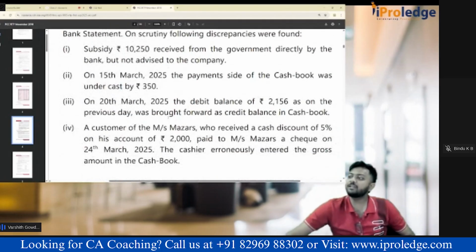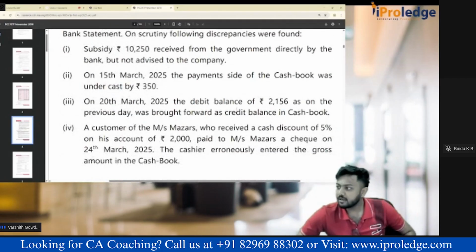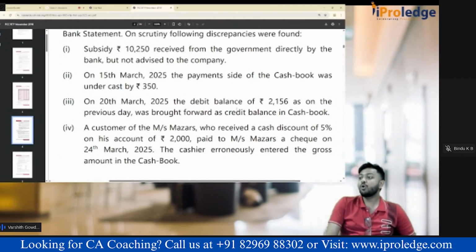On 15th March 2025, the payment side of the cash book was undercast by 350. So undercast, now you know overcast, the meaning of overcast, undercast. The totaling has become less. The payment side has become less. You have totaled the payment side to be lesser. Actually 10,000 payments is there, your totaling is coming to 9,000, something like that.